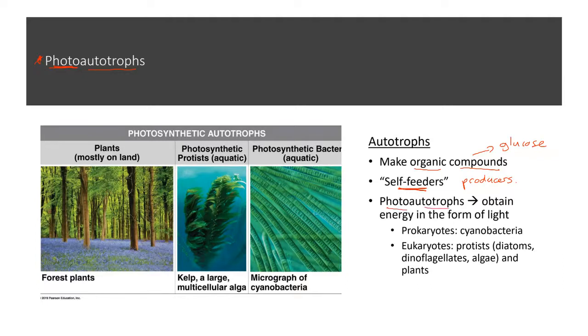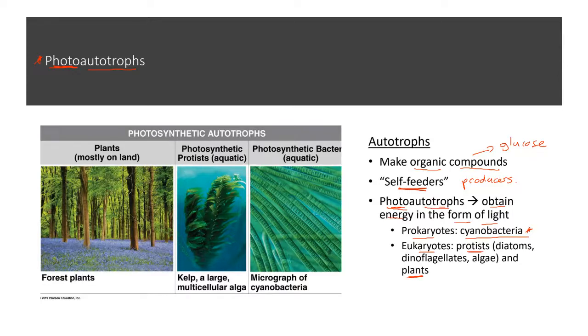Photoautotrophs, here is another way to define it. Photoautotrophs are able to obtain energy in the form of light. And this includes some prokaryotes, like bacteria, cyanobacteria to be more precise. Not all bacteria can be photosynthetic, okay? Only certain bacteria can be photosynthetic. And a lot of eukaryotes, for example, protists, for example, plants.